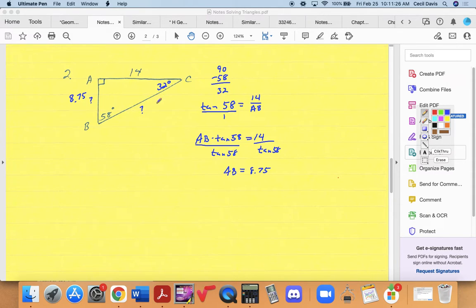So BC is the hypotenuse and 14 is still the opposite. So which trig function is that then? Hypotenuse and opposite? Oh, it's sine. So the sine of 58 is equal to 14 over BC. Put this over 1 and cross multiply. We get BC times the sine of 58 is equal to 14. We'll divide both sides by the sine of 58.